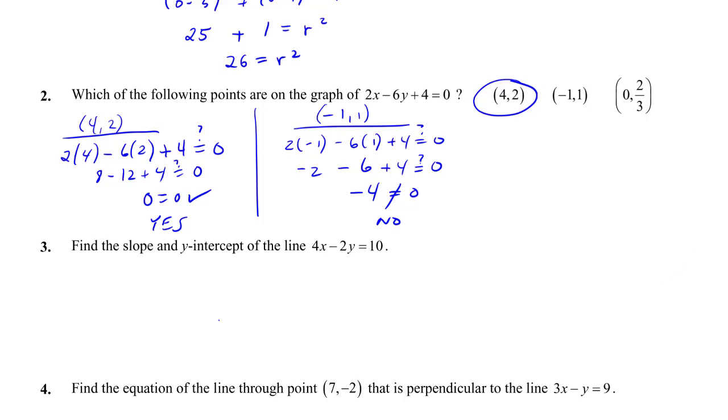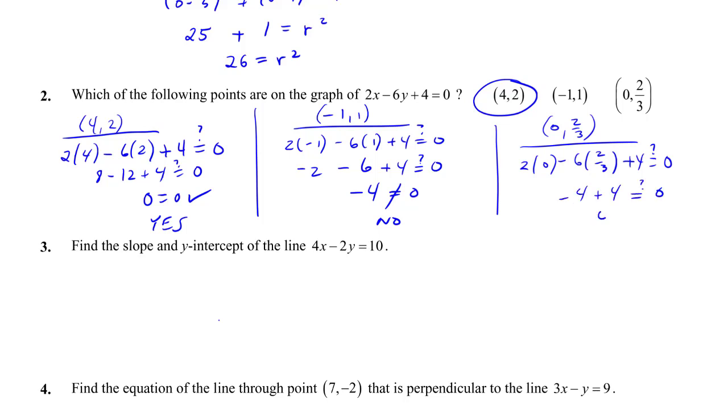And then finally, I'll go to 0, 2/3. Is 2 times 0 minus 6 times 2/3 plus 4 equal to 0? That's 0, and then minus, so I get minus 4 plus 4, is that 0? Yes. So that 0, 2/3 point is on that graph.